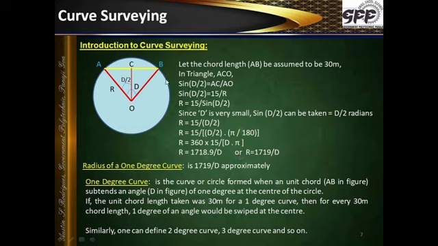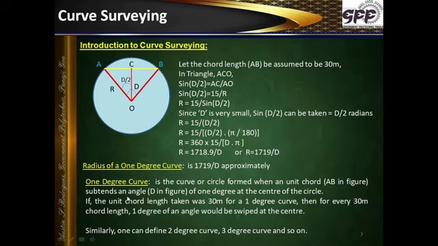A very important relationship which we get over here is R is equal to 1719 divided by d. Looking at this triangle, I now have a relation between the radius of the curve and the degree of the curve, considering that AB is 30 meters. And what is that relation? R is equal to 1719 divided by d. The radius of a 1 degree curve is 1719 divided by 1, approximately.